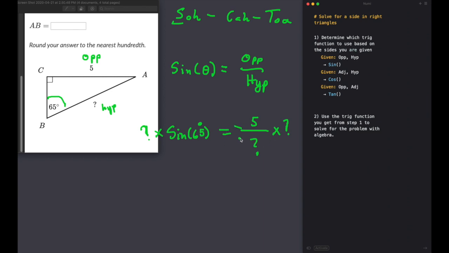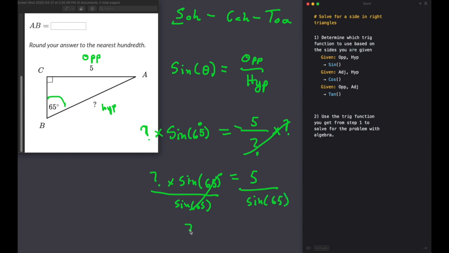So when I multiply by my question marks, those cancel out, and I'm left with 5 equals question mark times sine of 65. But I want to isolate my question mark. So in order to isolate that, I need to divide both sides by sine of 65. These cancel out, and this does not cancel; it's just left there. So we're left with our missing side being 5 divided by the sine of 65 degrees.